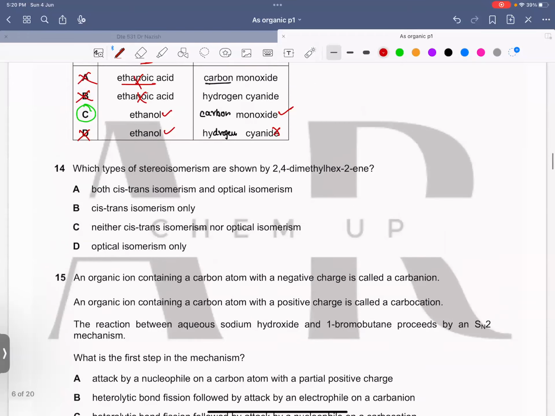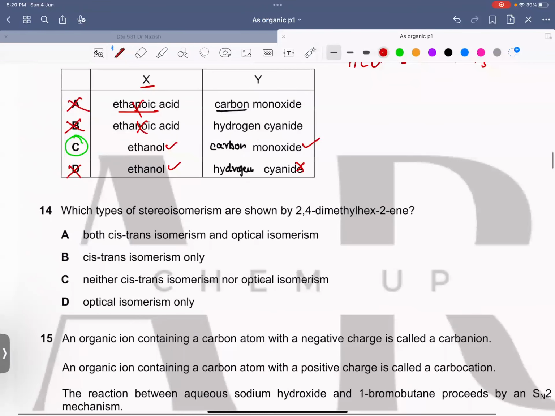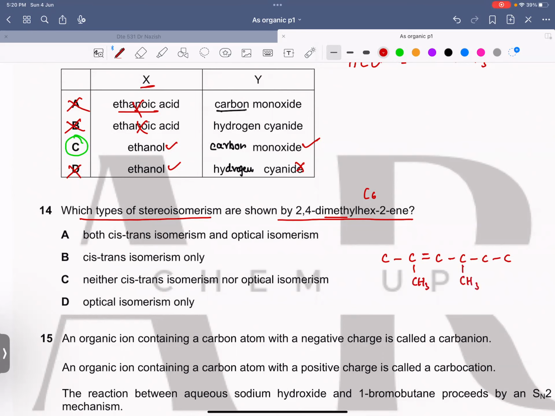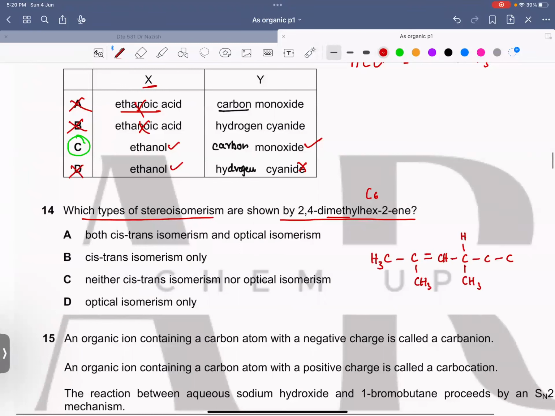Which type of stereoisomerism is shown by 2,4-dimethylhex-2-ene? Let me draw this. Hex means 6 carbons, and there are 2 methyl groups. So 1, 2, 3, 4, 5, 6. The double bond is on the second carbon, with one methyl group on the second carbon and one methyl group on the fourth carbon. So here it must have an H, 3 hydrogens, 2 hydrogens, and 3 hydrogens.